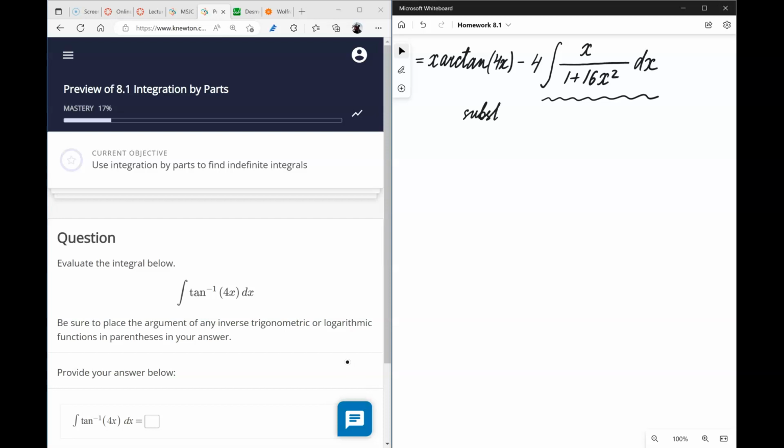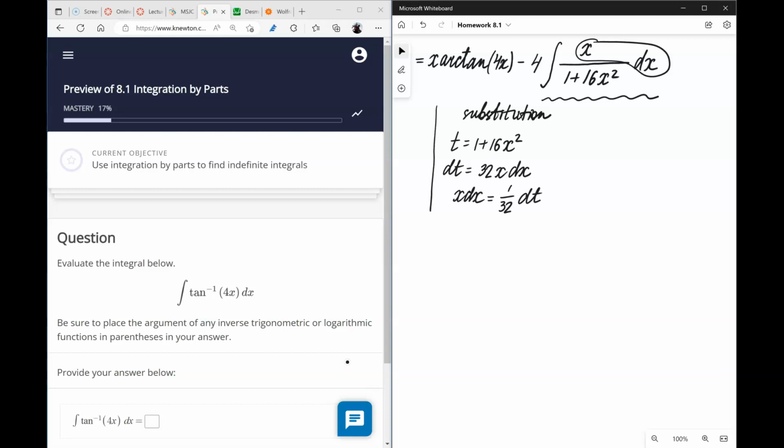So here's my substitution. I'm going to take my entire denominator and let it be t. Then dt will be equal to 32x dx, meaning that x dx, which is part of this pattern here, is equal to 1 over 32 dt.